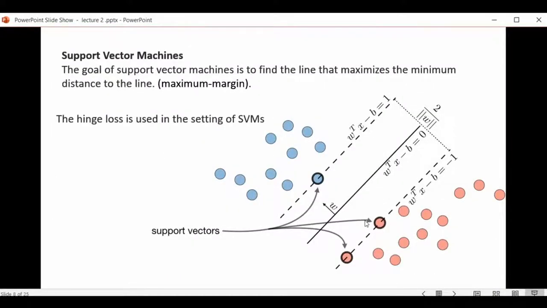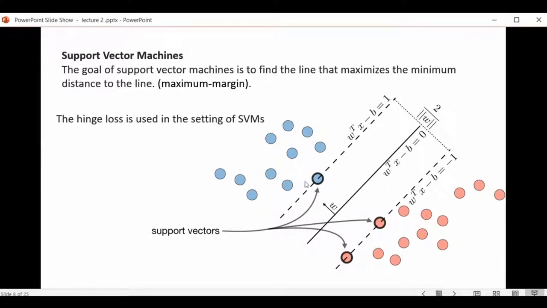So the next type of algorithm we'll look at is the support vector machine. The goal of the support vector machine is to find the line that maximizes the minimum distance to the line. So for example, here, we find the line here. Between these two points are the closest points or observations that are similar to each other. And what we want to do here is maximize the minimum distance, or get the maximum margin for this line.